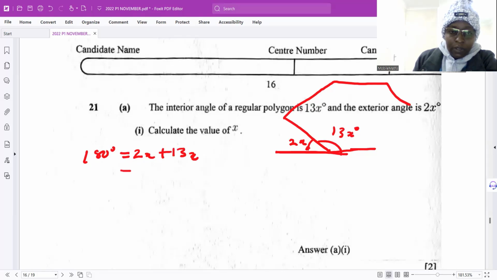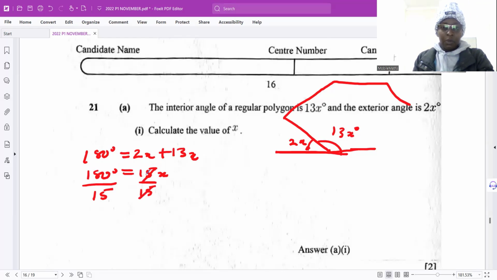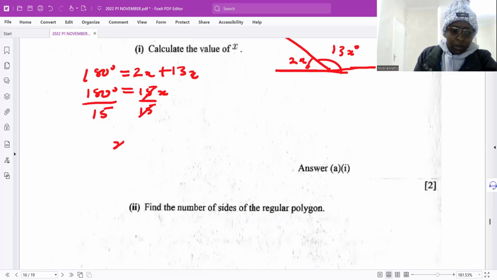So this is 15x. If we add them, it equals 180 degrees. Dividing both sides by 15, this side they cancel each other. I get x equals 12, okay? So it means our x is 12 degrees.